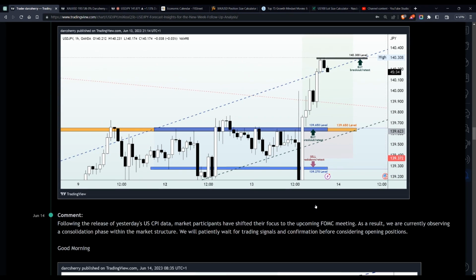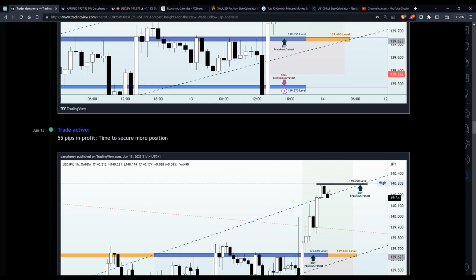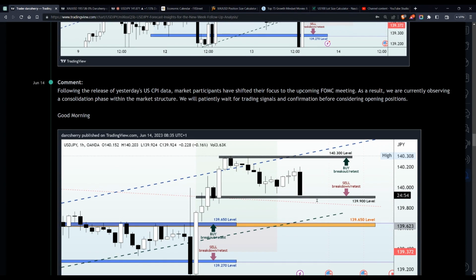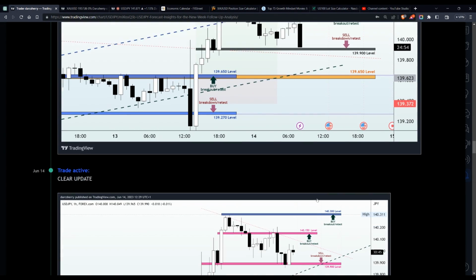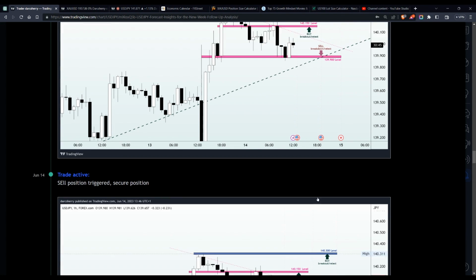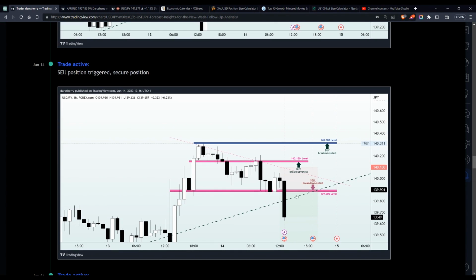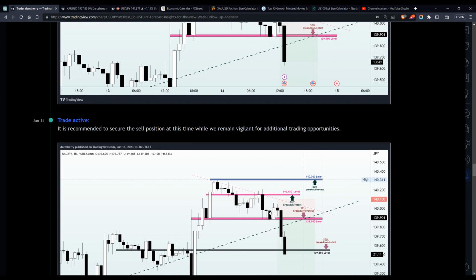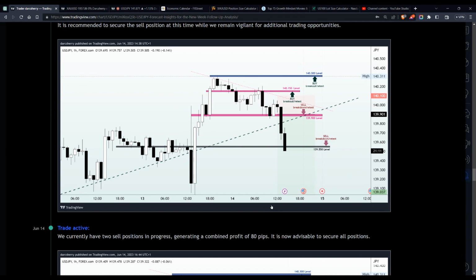Then we had a 55 pips move here. I told us all to secure our positions. Price action went into a range again, which lasted for about 24 hours, I think, before we saw an opportunity to sell where price action broke down our trend line. So it was quite a roller coaster of buys and sells.